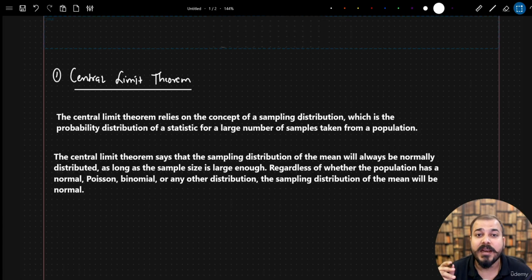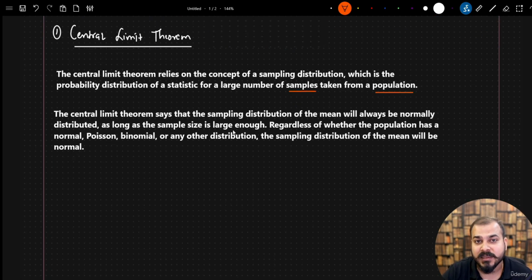So first of all, let's go ahead and understand the definition of central limit theorem. Here it says that central limit theorem relies on the concept of sampling distribution. We'll read this statement, understand the definition, and then I will show you detailed examples. So central limit theorem relies on the concept of sampling distribution, which is the probability distribution of a statistic for a large number of samples taken from a population. Please make note of this important point, of samples taken from a population.